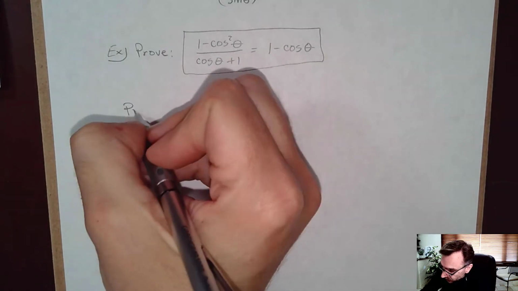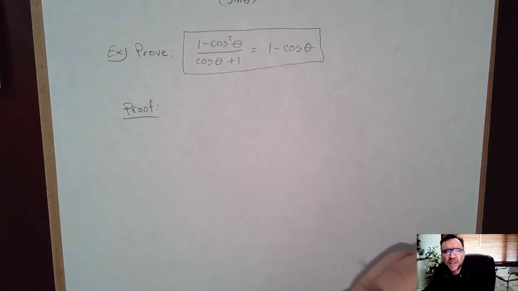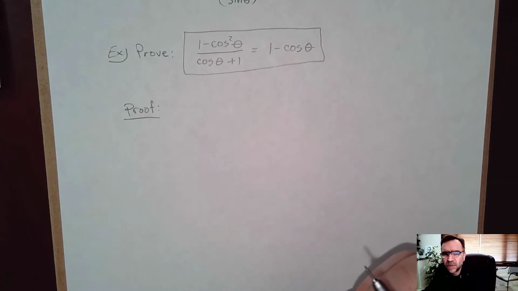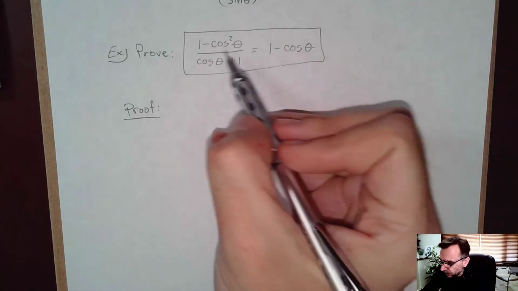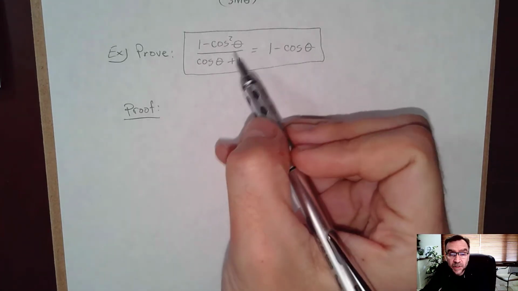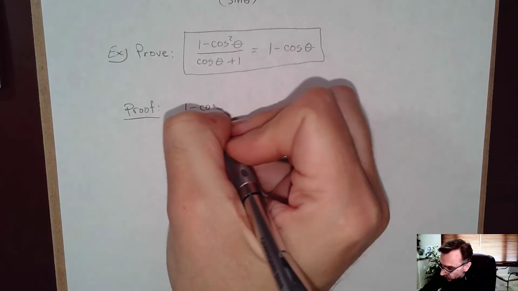And again, students have trouble with proofs. Rule of thumb is you want to start with the more complicated side and try to do algebra or simplifying as best you can and see where it takes you. Sometimes your first try doesn't work out, and you just erase it and try something else. So I'm going to start here with the left side. That definitely looks more complicated to me.